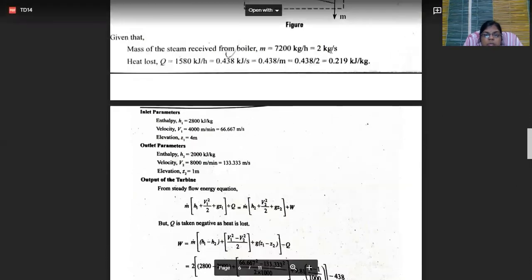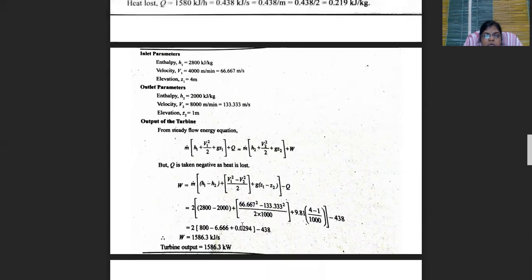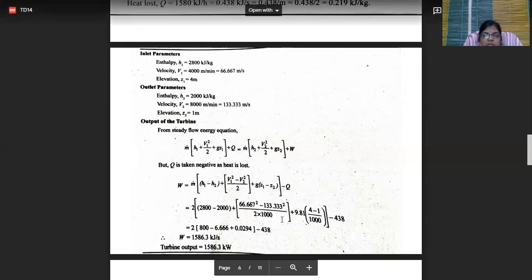So put the value of m, already given. m is 2 kg per second. For h1 and h2, take the values from the inlet and outlet parameters of the turbine: 2800 minus 2000, plus the balance for kilojoule per second. So we divide by 1000 here, 2 into 1000. So 9.81 into (4 minus 1) by 1000 minus 438. Finally we get kilojoule per kg per second, so kg cancels, and finally we get kilojoule per second.